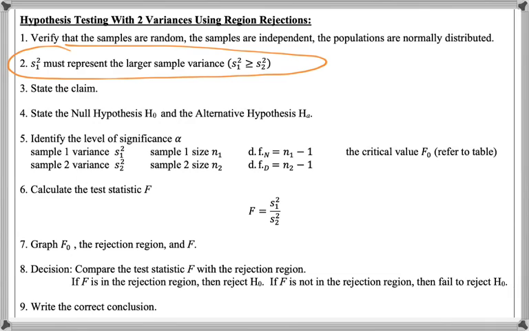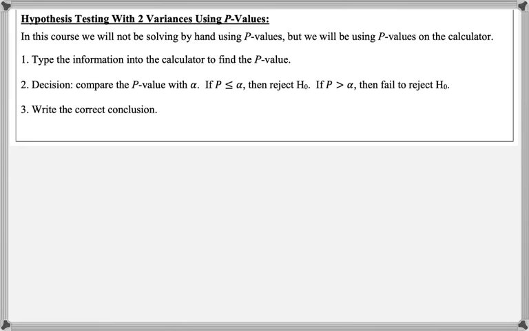So we are going to be given two variances, and the sample with the larger variance must be declared as sample 1. And the test statistic is S1 squared over S2 squared. We'll be using rejection regions on question 1, but when we get to the calculator, we can use the p-value method.